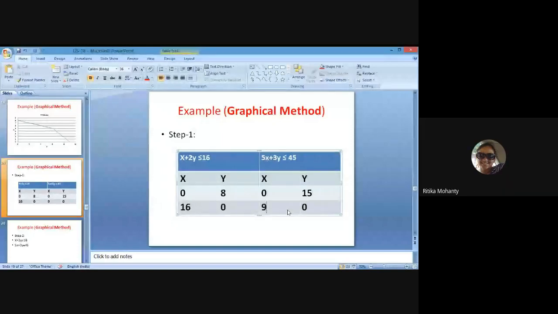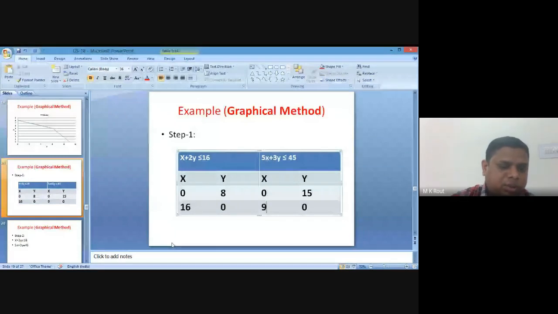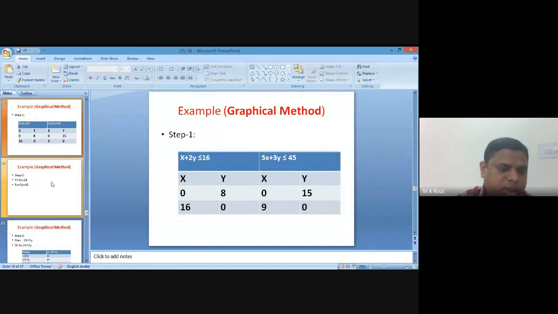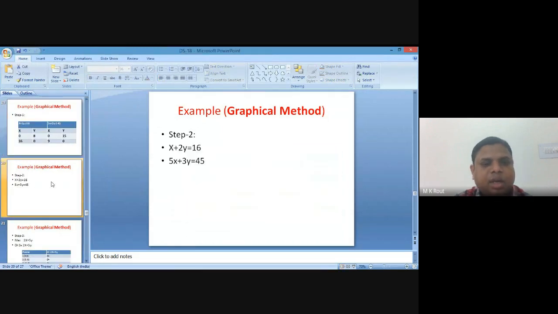Yes, sir. Can you plot this on the graph? Don't go for the graph, as I told. I have already written step number 1. Then move to step number 2. Just a minute. Here I have written two equations: x plus 2y is equal to 16, and 5x plus 3y is equal to 45. Clear?